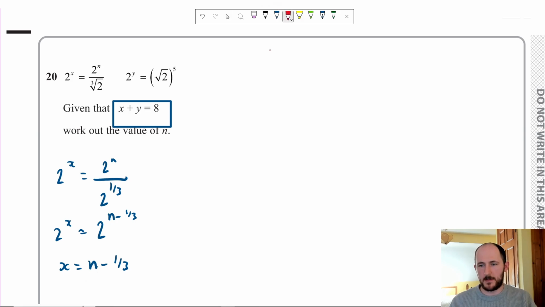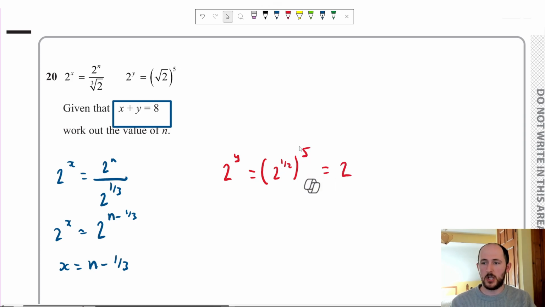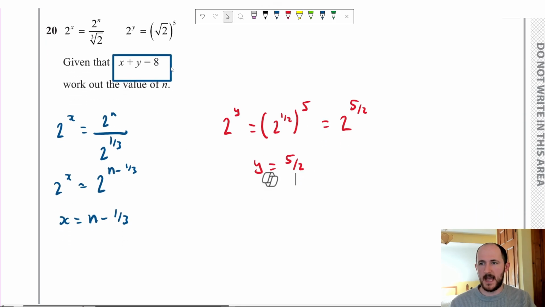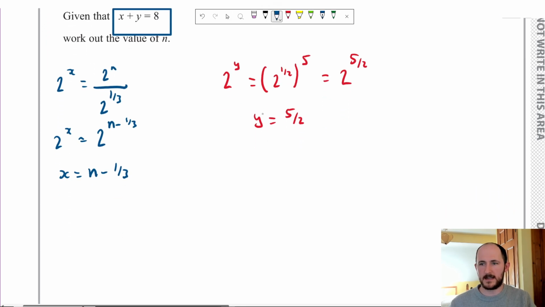Now if we look at the 2 to the power of y, we can do the same thing. That's the square root of 2 to the power of 5. So how do you write the square root of 2? You write 2 to the power of a half, to the power of 5. What happens when you have a power to the power, so a bracket like this? You multiply. So that's to the power of 5 over 2, which means y is equal to 5 over 2. Because they're saying x plus y is 8, we can sub in our value of x and y.